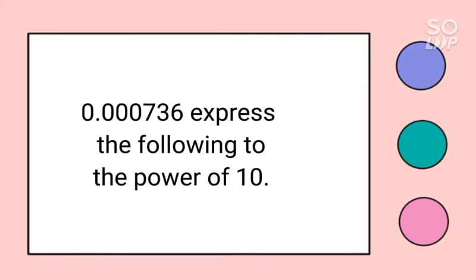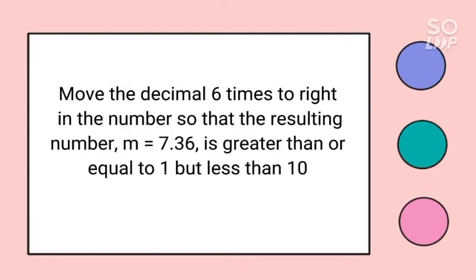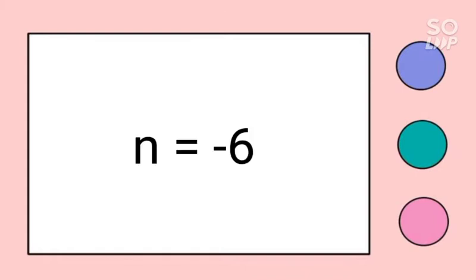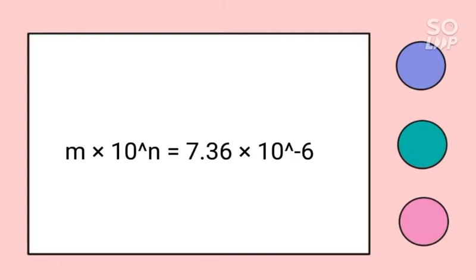To convert 0.00736 into a power of 10, also known as the standard form, follow these steps. Move the decimal 6 times to the right in the number so that the resulting number m equals 7.36, which is greater than or equal to 1 but less than 10. Since we move the decimal to the right, the exponent is negative, n equals negative 6. The power of 10 form, m times 10 to the power of n, equals 7.36 times 10 to the power of negative 6.